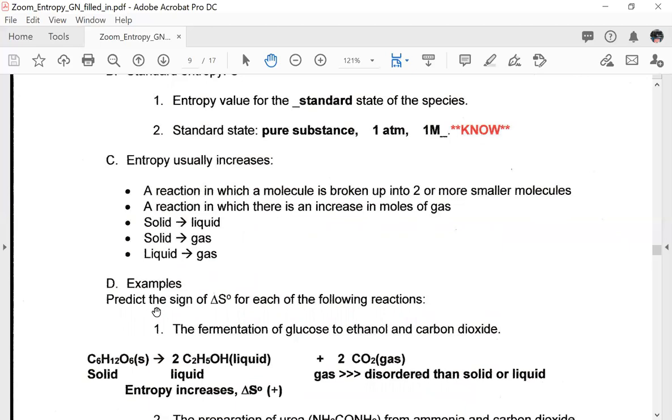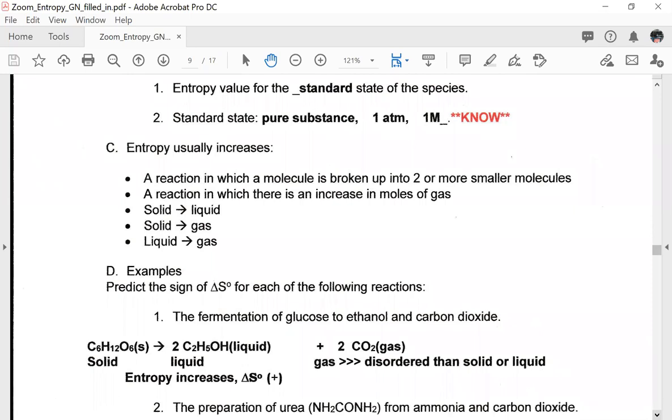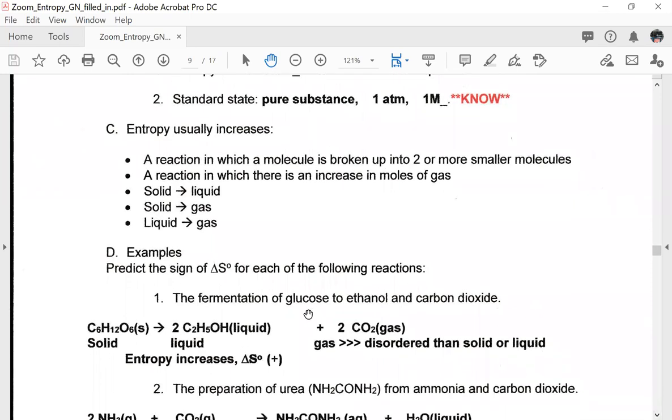So now we're going to predict the sign of the change in entropy at standard state for each of the following reactions. So this is a qualitative look at entropy. We're going to start with the fermentation of glucose to ethanol and carbon dioxide. So here's the equation for that. This is the formula for glucose, formula for ethanol, formula for carbon dioxide, and then we balance the equation.